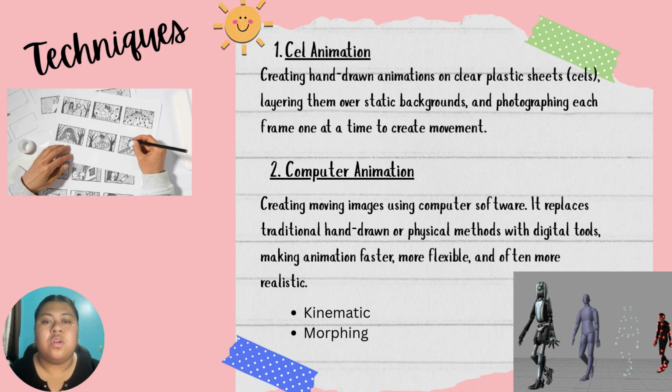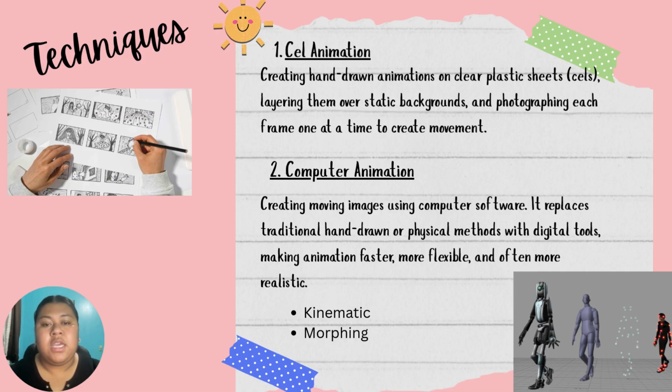Also, computer animation consists of kinematic and morphing techniques. Kinematic refers to the study of motion, particularly how parts of a system, like limbs and joints, move relative to each other without considering the forces that cause them. In animation, it is used to control how characters or objects move, especially when dealing with skeletal rigs in 2D and 3D animation.